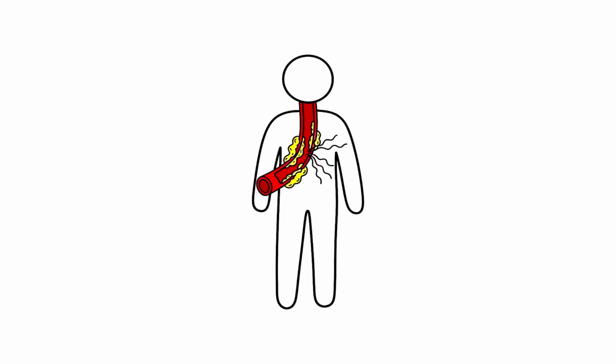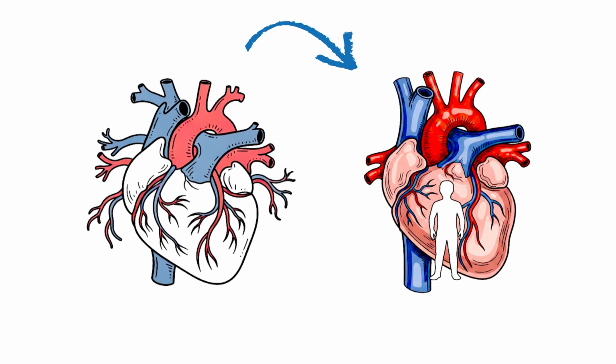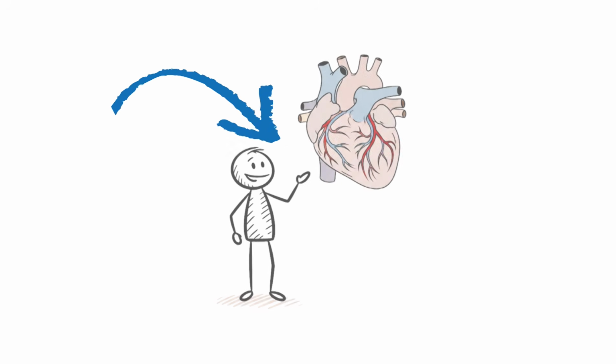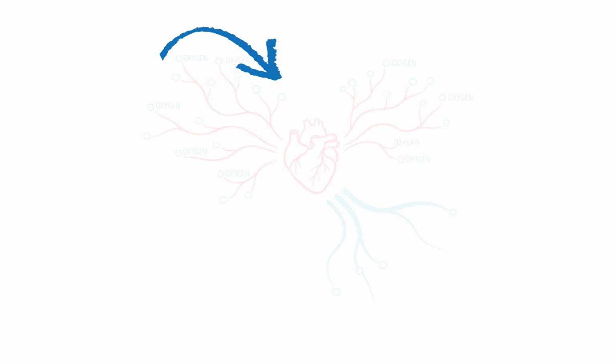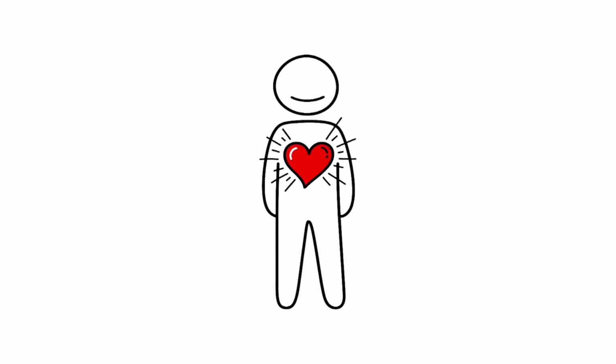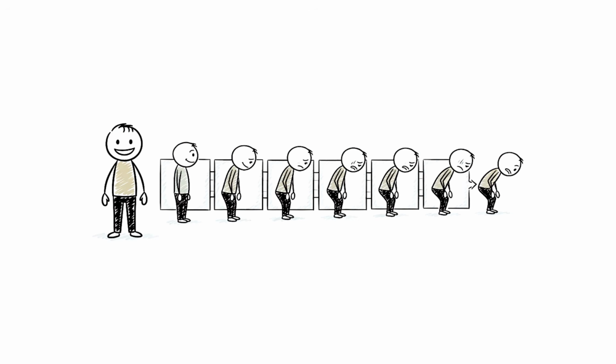Coronary artery disease is a condition in which the arteries that supply blood to the heart muscle become narrowed or blocked. These arteries are called coronary arteries, and their job is to deliver oxygen-rich blood so the heart can pump effectively. The disease develops gradually, usually over many years.